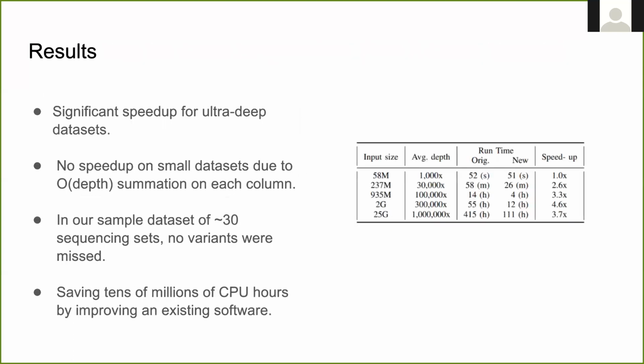So with this speed up to the low-freq algorithm, we actually notice some pretty significant speed ups. In fact, on the larger data sets, we get nearly up to a 5x speed up on read sets with hundreds of thousands of reads per column. And this ends up saving hundreds of hours in some cases for the large data sets. But it's also worth noting that on the small data sets, we actually don't notice a speed up.